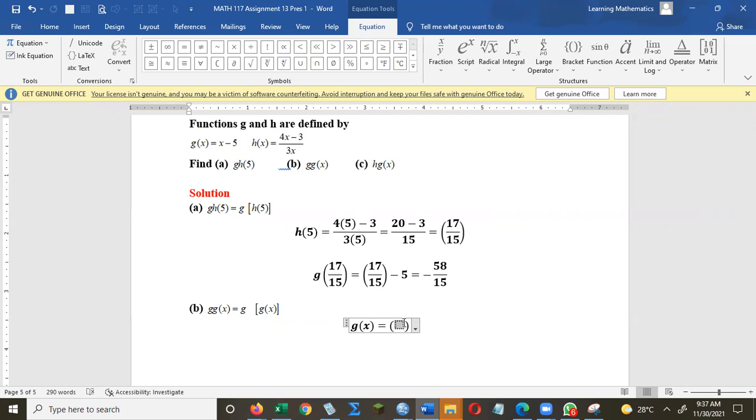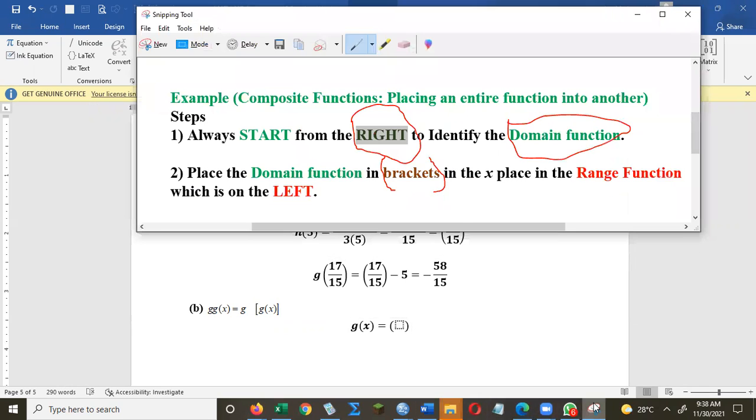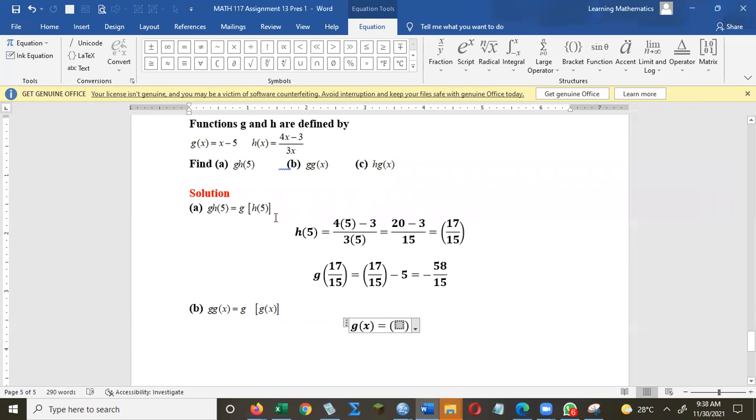Someone said x minus 5. Yes, x minus 5. Because when we start on the right, we see g of x, and I need to put something in a bracket. For part A, we saw h of 5. We found out h of 5 is 17 over 15, and we put 17 over 15 in a bracket.